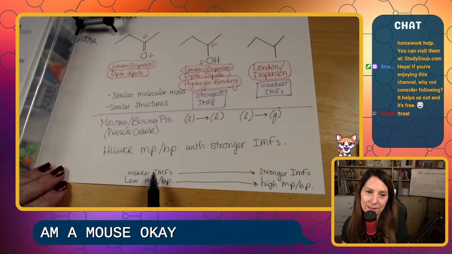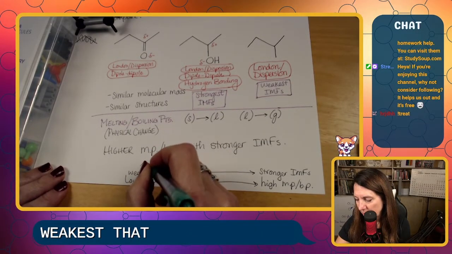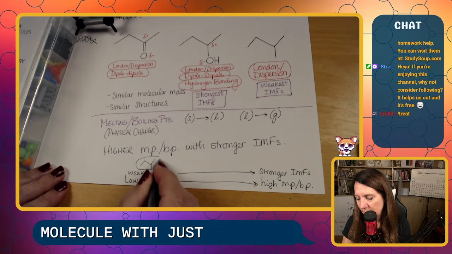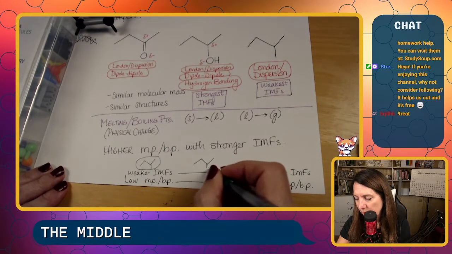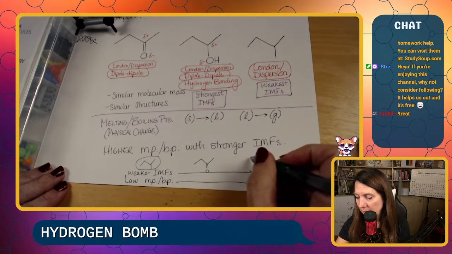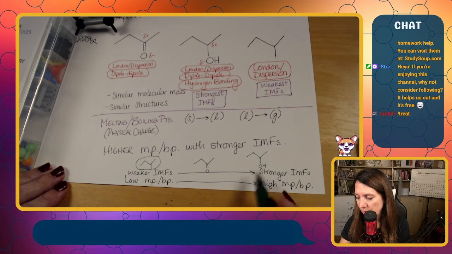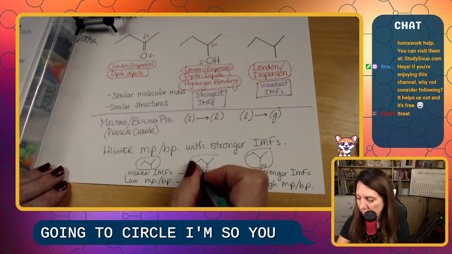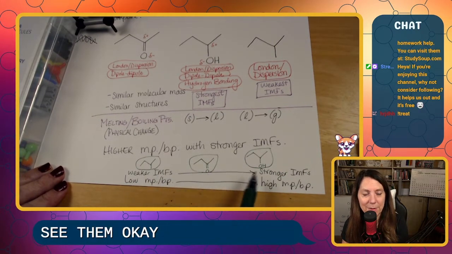Okay, so which one of these was the weakest? That was our molecule with just carbons and hydrogens. And then in the middle, we had our molecule that had a dipole, but it didn't have the hydrogen bonding like we have over here. Okay, there's our molecule with the hydrogen bonds. I'm going to circle them so you can see them a little bit better. I also did them in green so you can hopefully see them. Okay. All right, we put them in order.